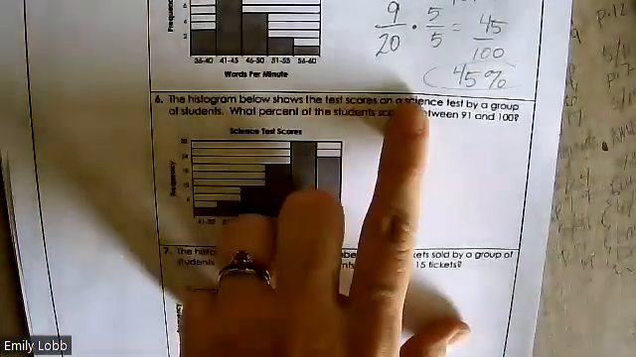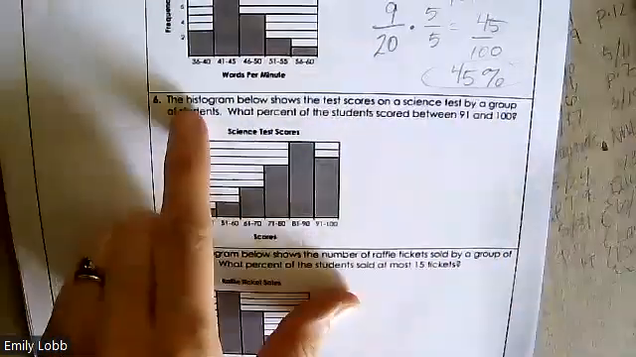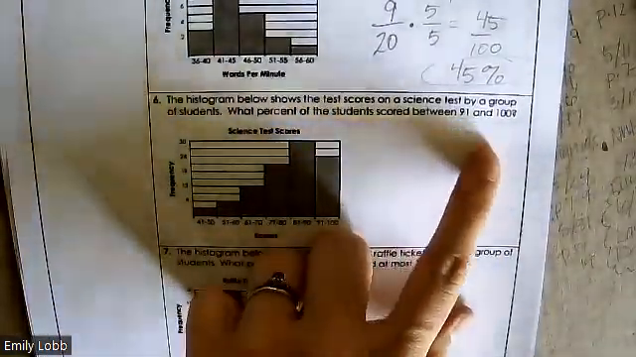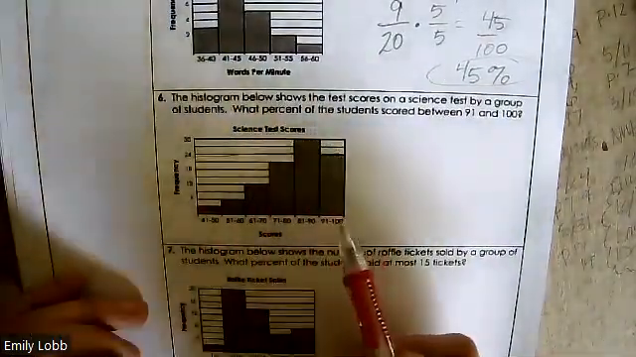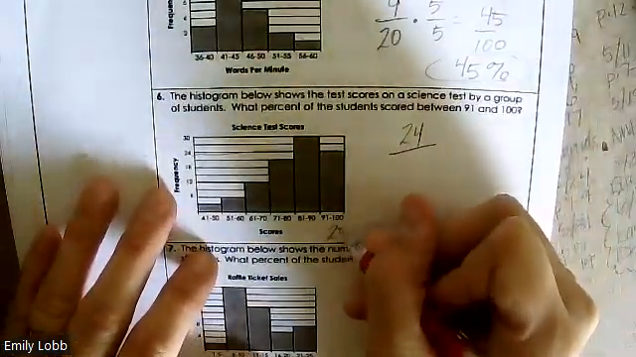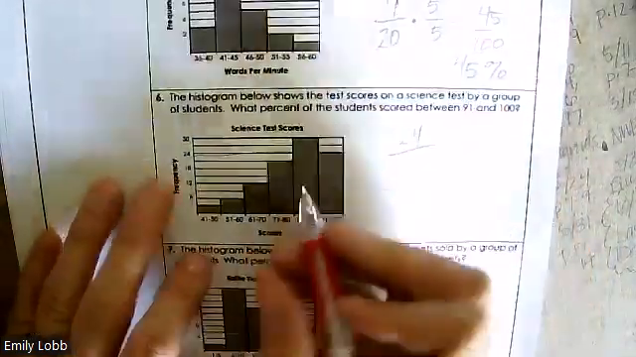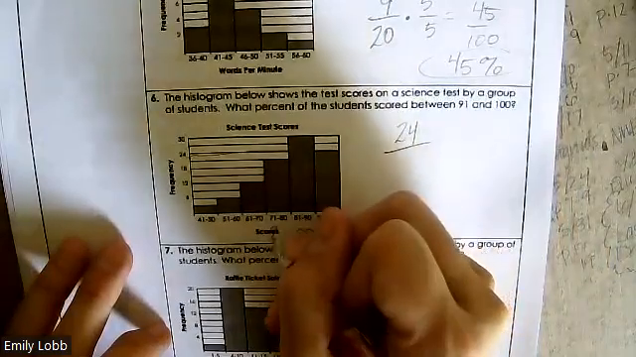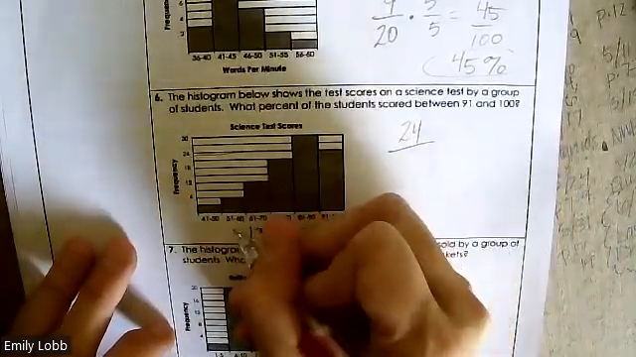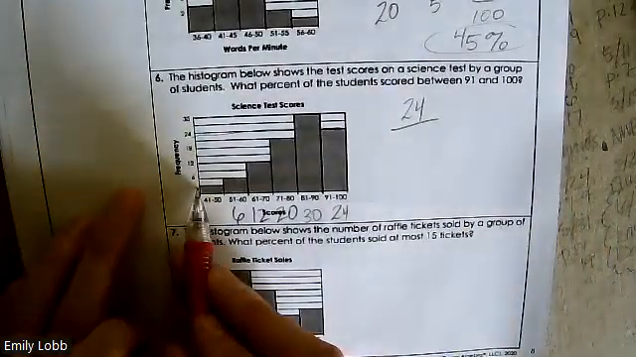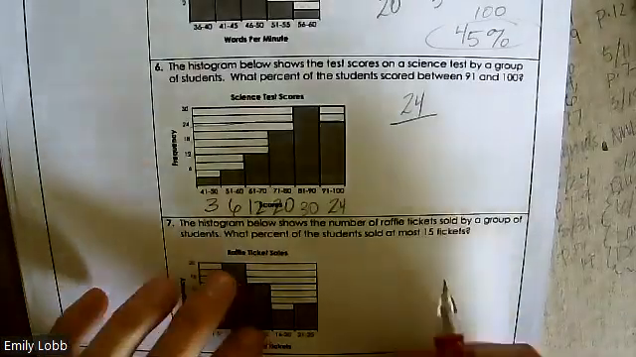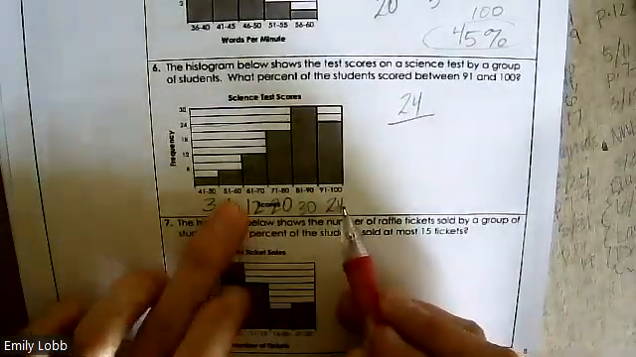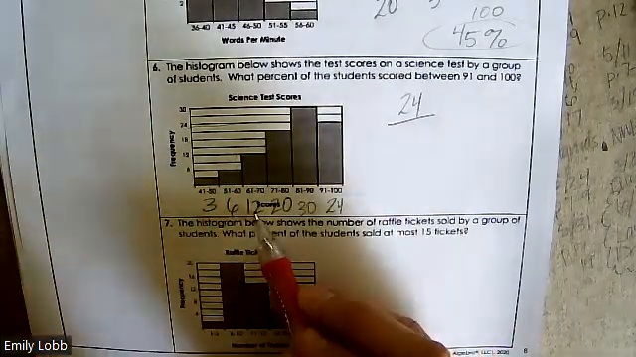The histogram below shows the test scores on a science test by a group of students. What percent of the students scored between 91 and 100? So how many scored between 91 and 100? 24 divided by the total. So this is 24, this is 30, this looks like 20, 12, 6, and these are going up by what, 3s? So I would make this a 30 with this, so 60, 80, 92, 95.